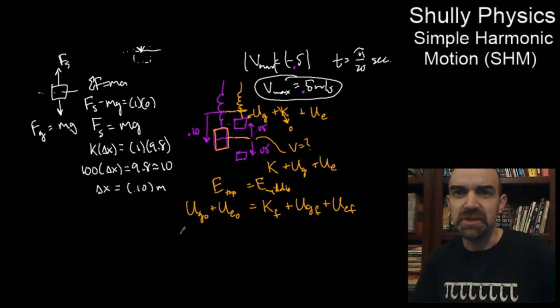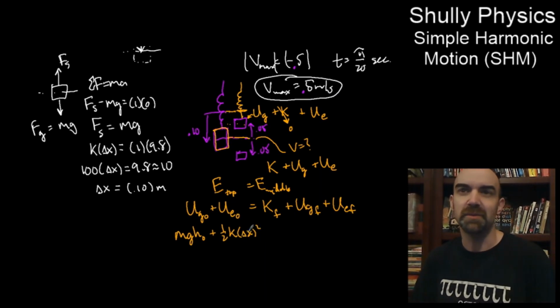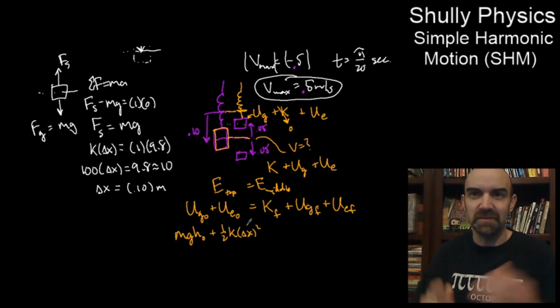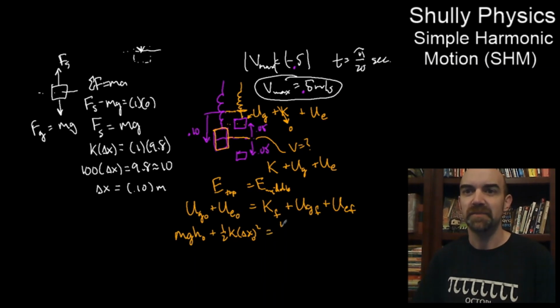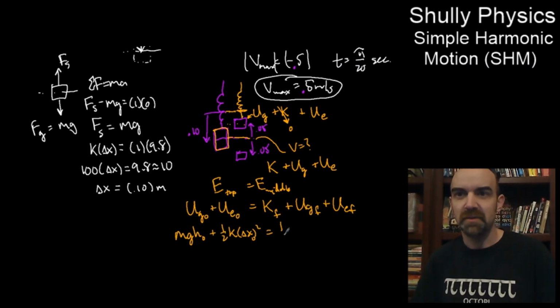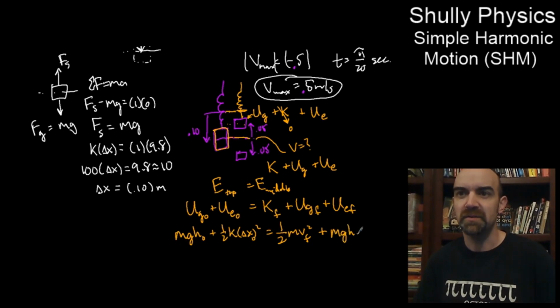Let's substitute UG. UG is mgh. UE is half k delta x squared. And this is more of a delta y here, but I'll just keep it x for the spring. Let's not mess it up. And that's the initial displacement of the spring. Then we'll have a 1/2 mv squared. This will be the final velocity that we're looking for. And again, we have gravitational potential energy, height final, and elastic potential energy, delta x squared final.